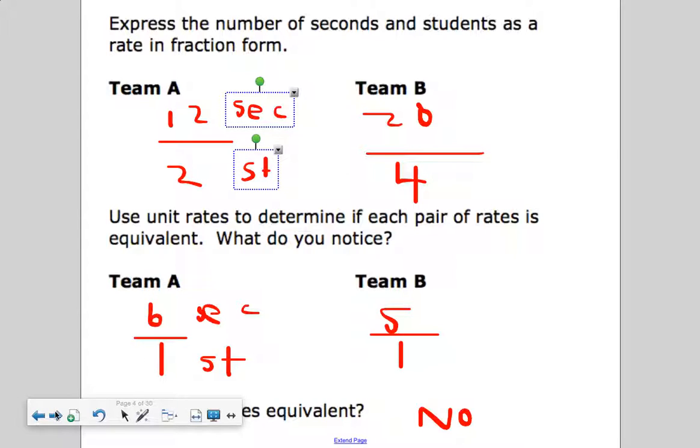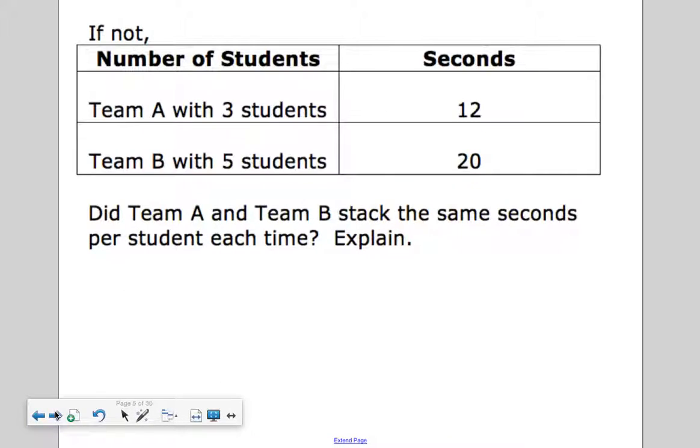So let's look at our next example. So there was another contest. Team A had 3 students, so they decided, you know what, we're going to change up our team and have 3 students and get different players. And it took them 12 seconds. Wow. Team B had 5 students, and it took them 20 seconds. Even better than the last time. Did Team A and Team B stack the same seconds per student each time?